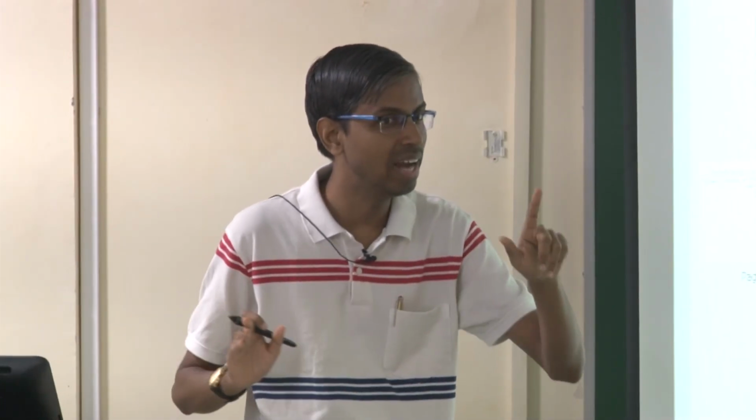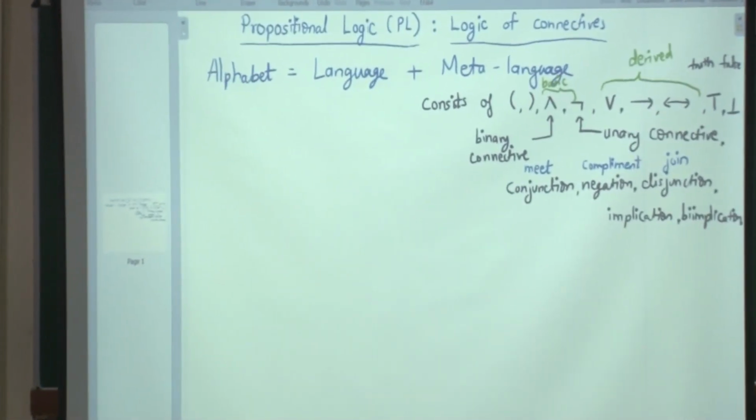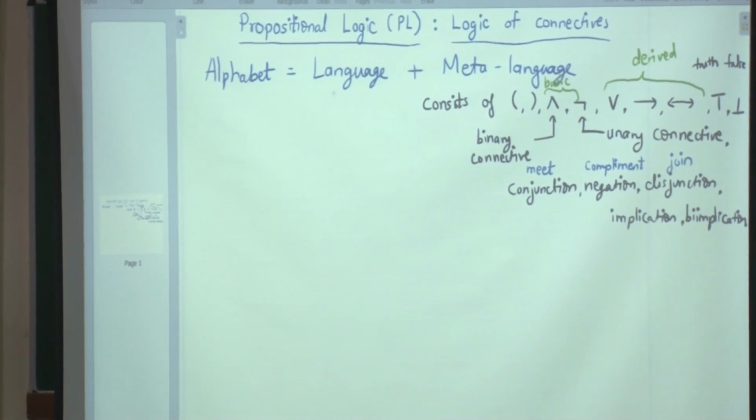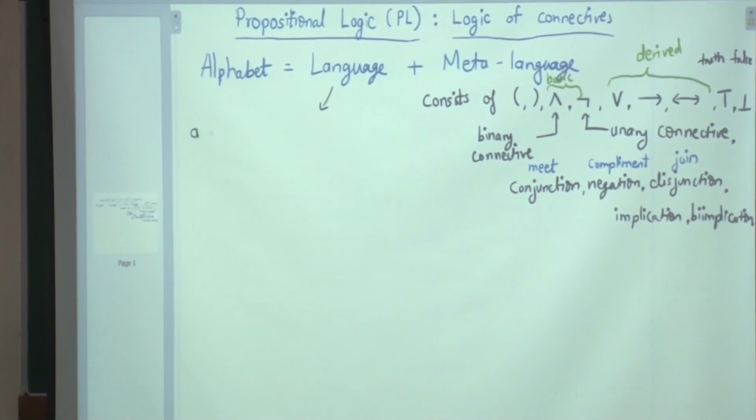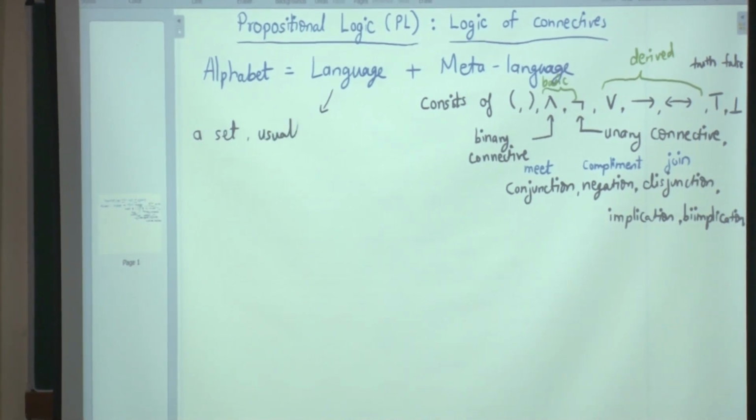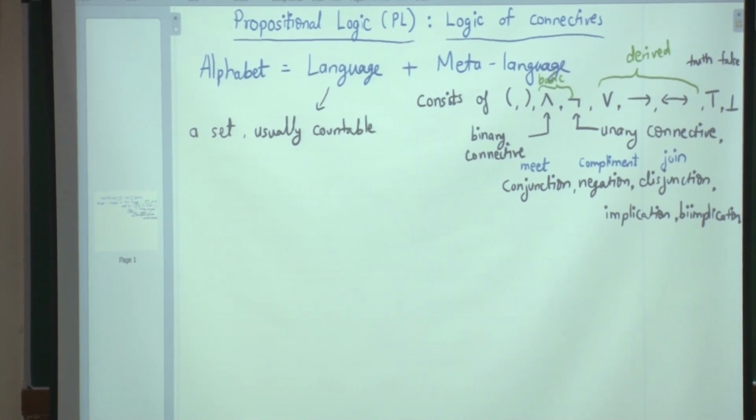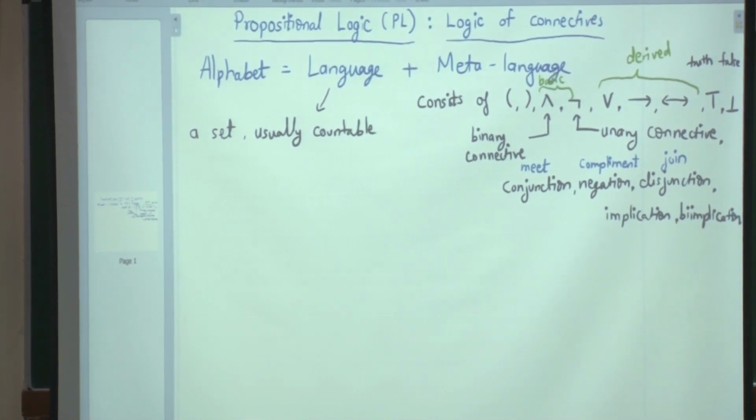I accidentally might write T and F. Yeah, please correct me if I do. So truth and false, those are the only two symbols. Okay, now what does the language consist of? So language is simply a set. Usually countable and most likely finite. Okay, it is just a set.